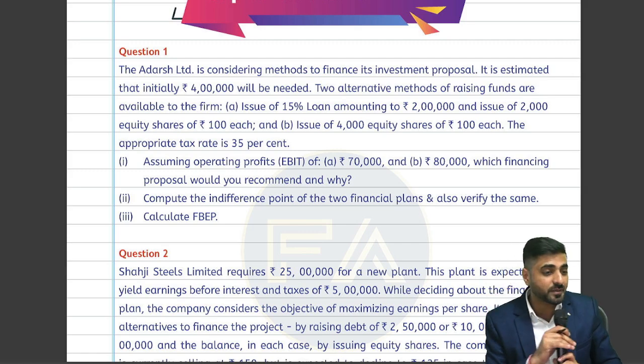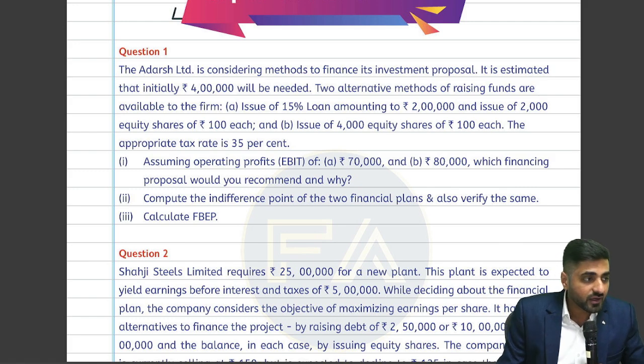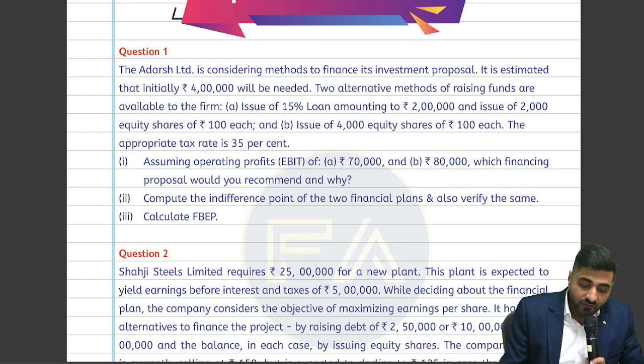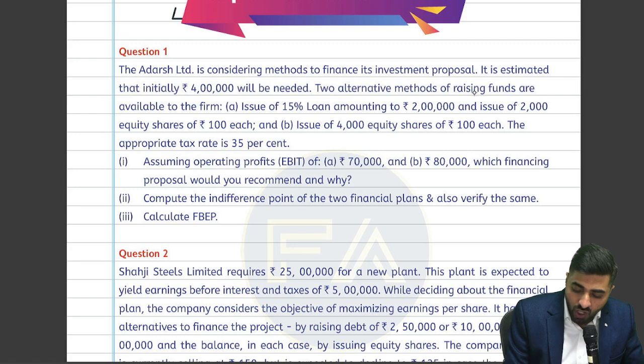So, I want you all to please come to this question. Let's read this. Adarsh Limited is considering methods to finance its investment, and it is estimated that initially 4 lakh rupees will be required. How much amount is required, my dear students? 4 lakhs. I need to raise 4 lakh rupees. Two alternative methods of raising finance are available. A part is issue of 15% loan amounting to 2 lakh and issue of 2,000 equity shares of rupees 100.